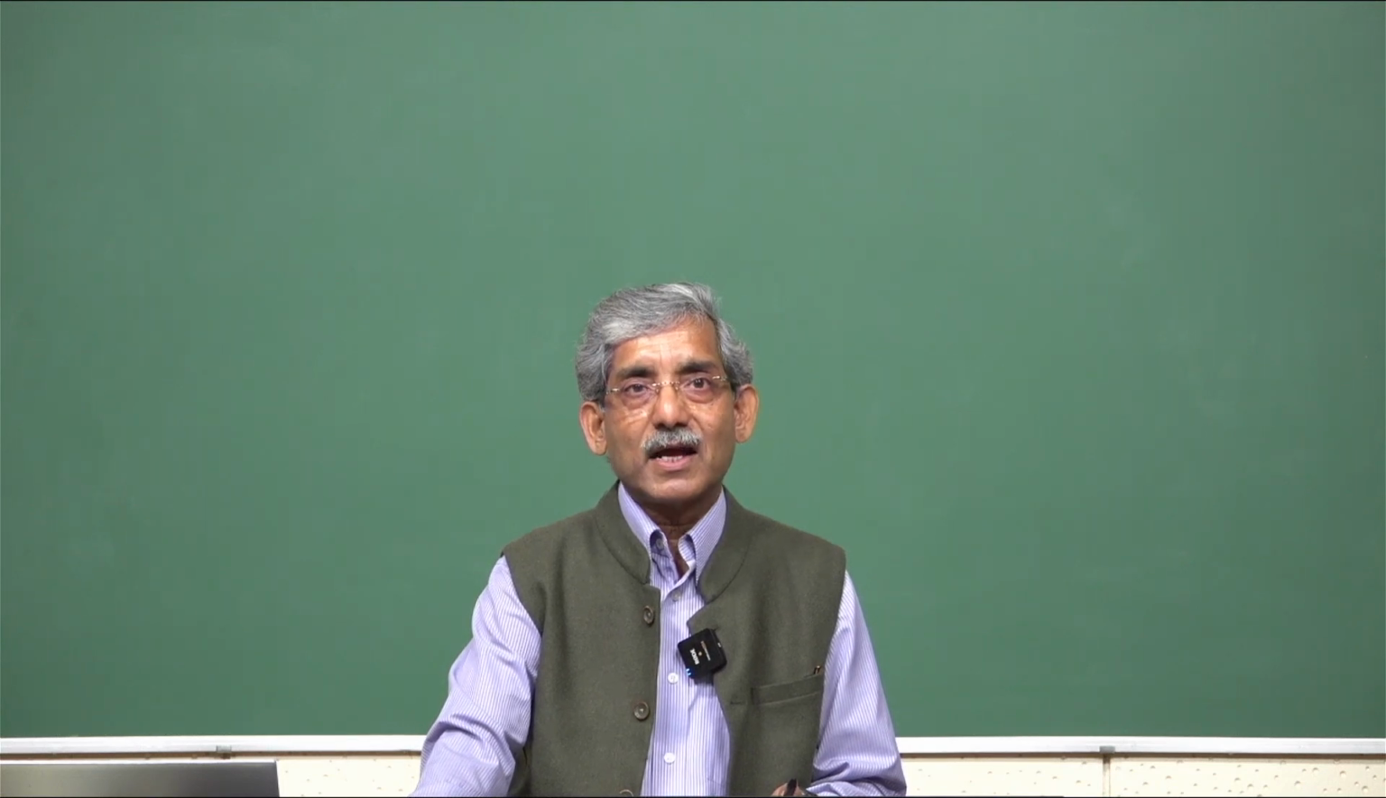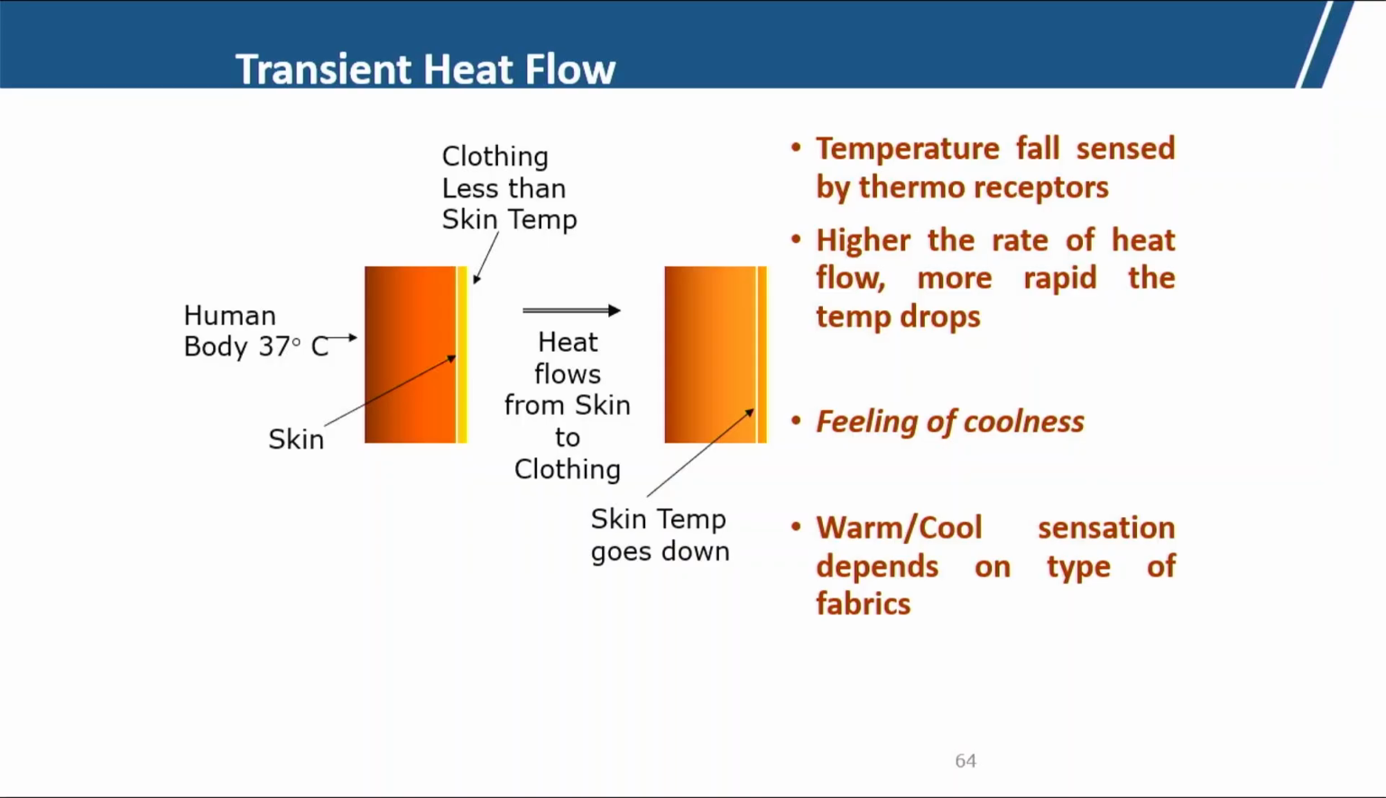Now, another aspect is the transient heat flow. When we wear clothing and it touches the human skin, if the clothing is cooler than our body or skin temperature, it will immediately draw the heat and we will feel cool. If it is warmer, the body will take the heat immediately. So, a warm or cool feeling can be created by using proper fiber or fabric design.